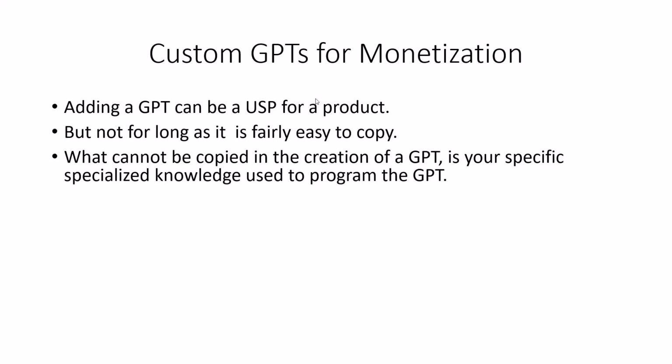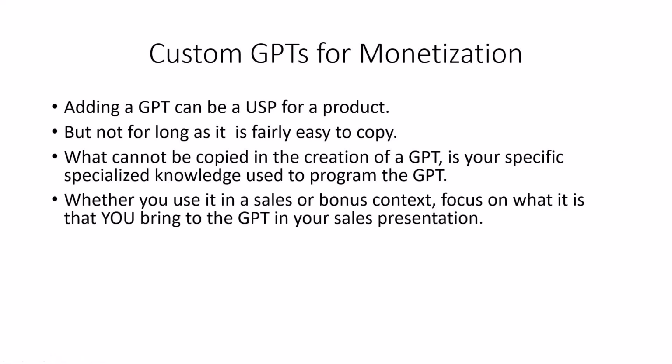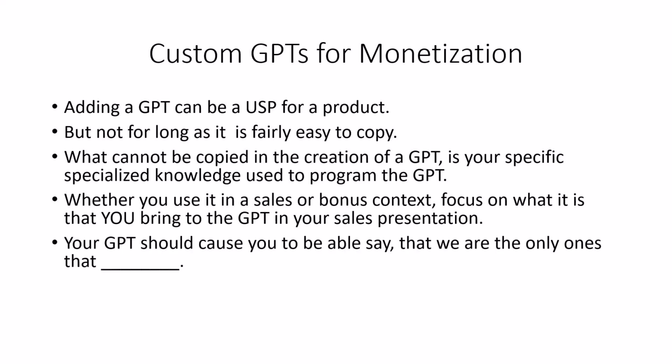All right, so when you are creating a GPT, what you want to try to do is input knowledge that people cannot get from elsewhere, areas from your expertise, areas from your experience, and you want to program those into the GPT. And even if you use it in the sales or bonus context, you want to focus on what it is you bring to the GPT. And this is the essence of a USP. You want to be able to say, we're the only ones that do blank, right? That's what your brand should say anyway. You should have a USP for your brand that we're the only ones that do this. We're the only ones that do it this way. We're the only ones that deliver this. That should be something you should be saying about your brand, regardless of what you sell.